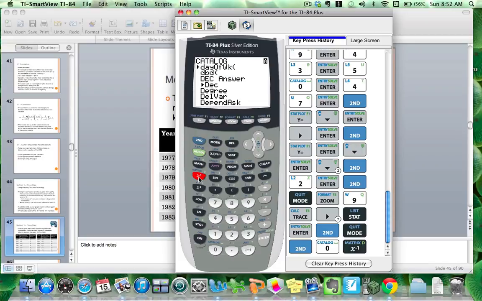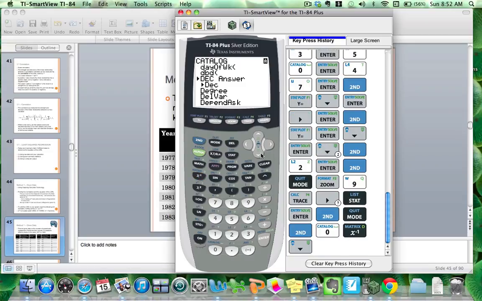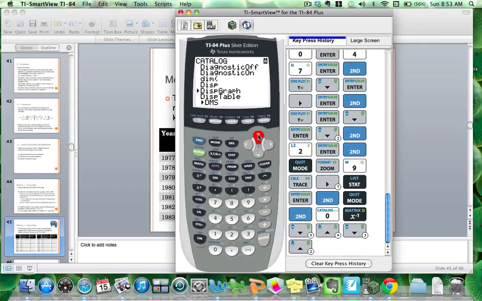Everybody should be helping their neighbors if you get it and your neighbor doesn't. So that jumped you down to the D's, and you're going to scroll down, down, down, down, down until you get to diagnostic on. Oops, I skipped right past it. Darn it. All right, hopefully you're finding this faster than I am. Oh, sorry, this is incredibly awkward. There we go, diagnostic on.